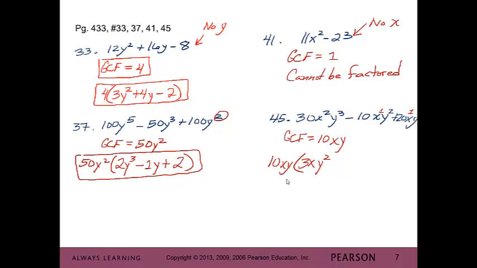Remember, keep the variables, subtract the exponents. Minus 10 divided by 10, that's 1. X divided by x, well, they cancel each other out. But y squared divided by y, that leaves me with a y. And then plus 20 divided by 10, it's 2. And then the xy cancels out with the xy. And this right here is our final answer, and it's factored.